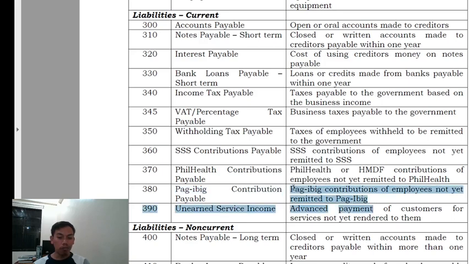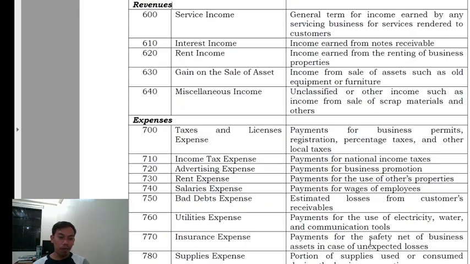Pabahay po ito. Unearned service income. Ano to? Pumunta ako sa parlor mo, magbayad nga ako ng 1,000. Pero bukas ako magpapa-parlor. On that day, magre-record sila ng unearned service income. Kita pero hindi pa kasi kinita. Unearned, hindi pa kinita. Therefore, liability siya, utang. So, advance payment of customers for services na hindi pa natin rinerender, hindi pa natin na-service sa kanila.